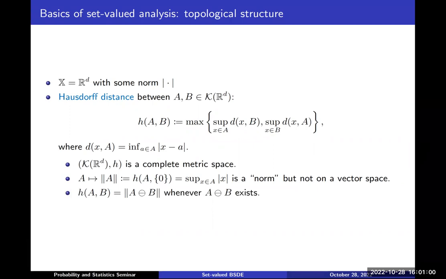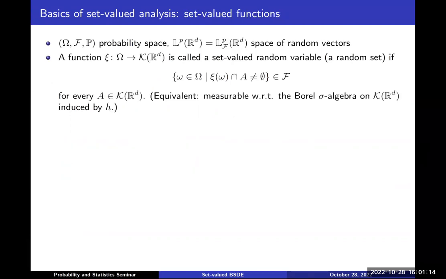And when the Fukuhara difference exists, one last thing about it is that the norm of the Fukuhara difference is just the Hausdorff distance between A and B. So that's something nice about the Fukuhara difference. Okay, so this is basic arithmetic.